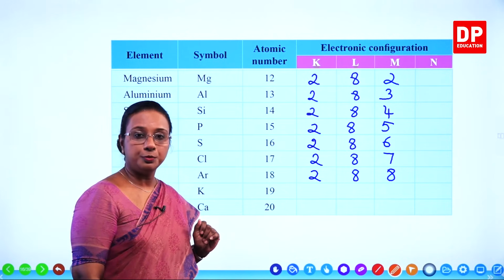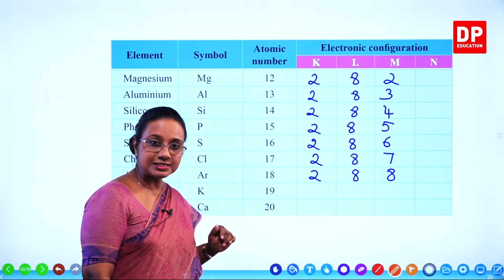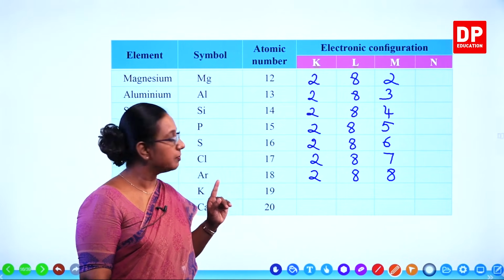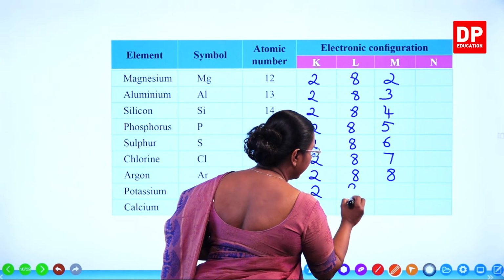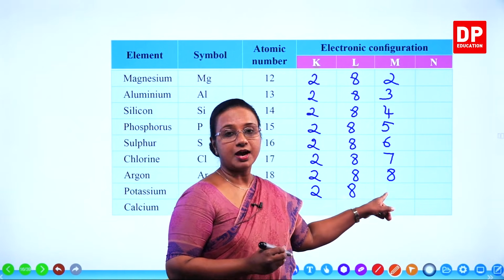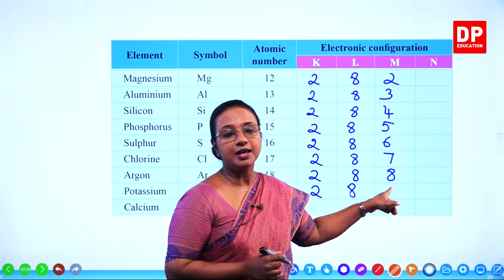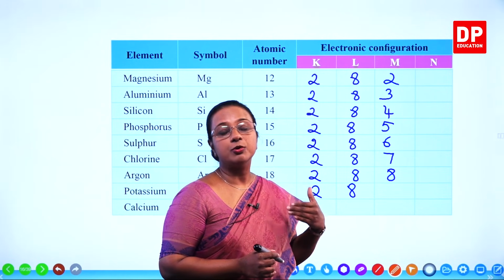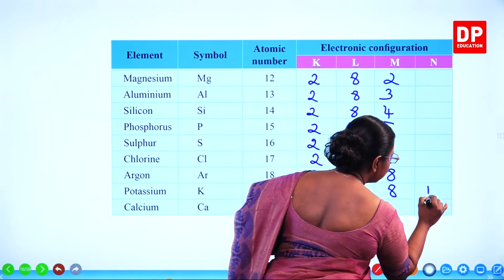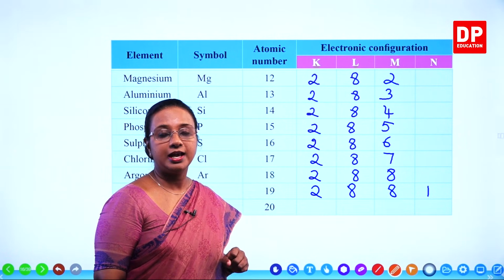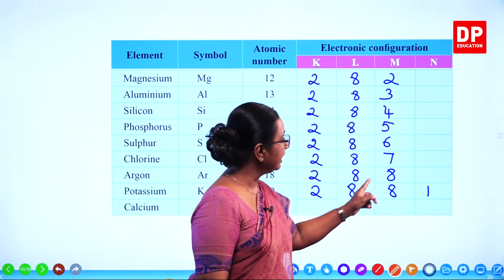Then we come to potassium. We have already seen the electronic configuration for calcium. Similarly, potassium also has 19 electrons. So we have 2 here, 8 here. We can't write 9 there because this is the outermost shell having electrons and that cannot be more than 8. So we have to write 8 here and the last electron goes to the 4th energy level. So the electronic configuration of potassium is 2, 8, 1.